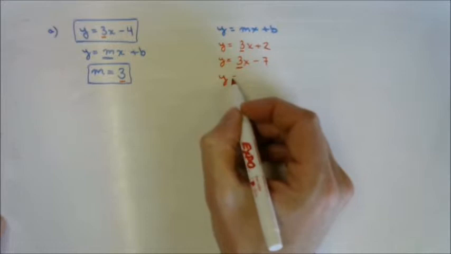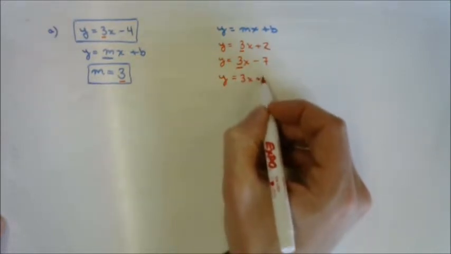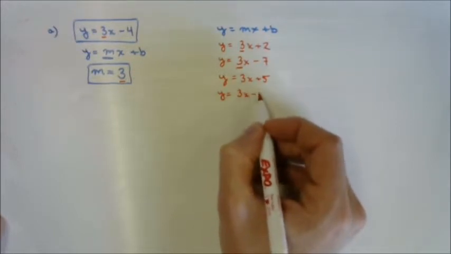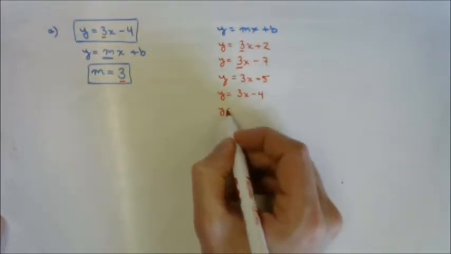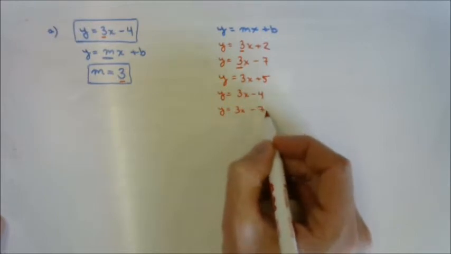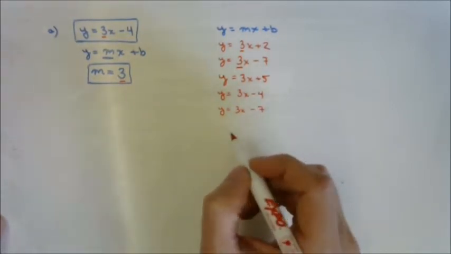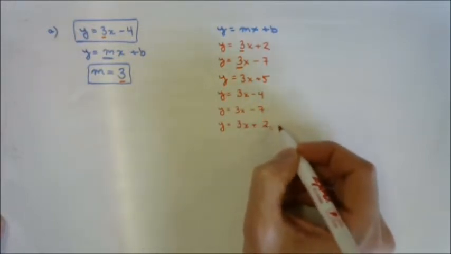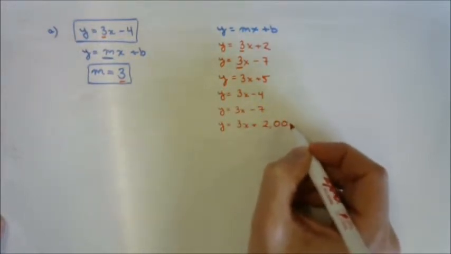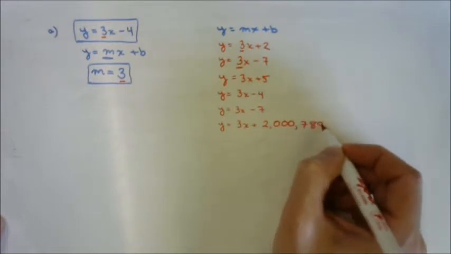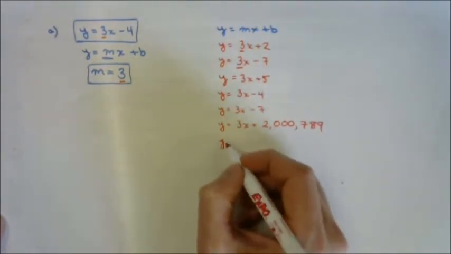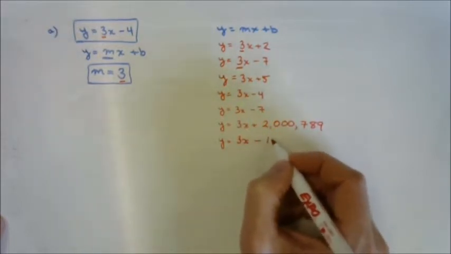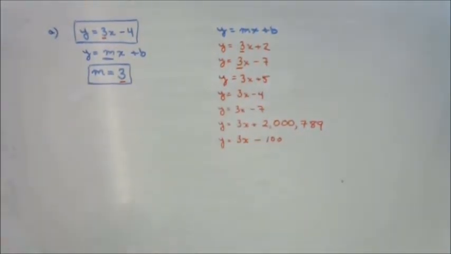Oh. Okay, so that one's not going to work. Emily? Y equals 3x plus 5. Jacob? Y equals 3x minus 4. Maddie? Y equals 3x minus 7. Jaden? Y equals 3x plus 2,789,000. Well, it's true, it can do that. Ronnie? Y equals 3x minus 100. All right. They're all parallel lines.